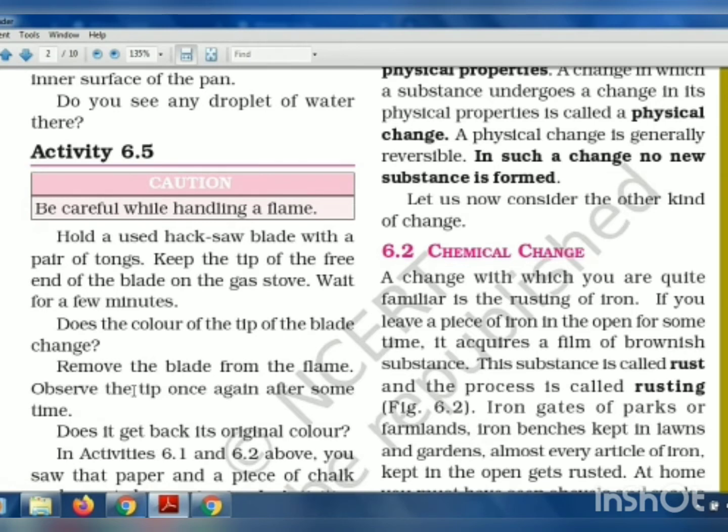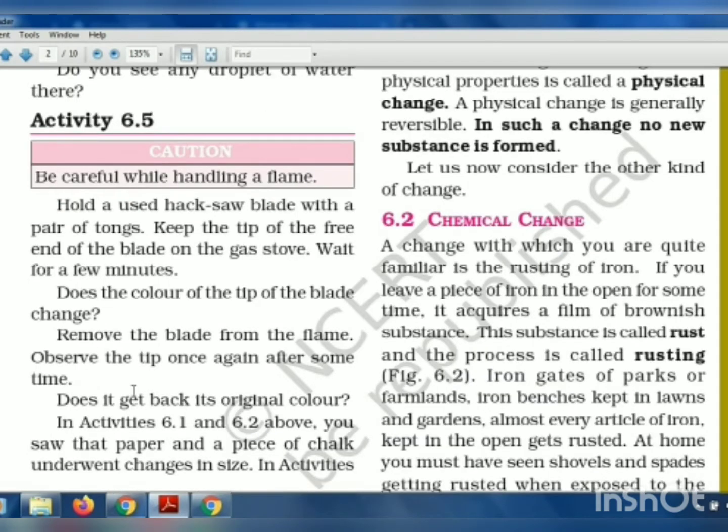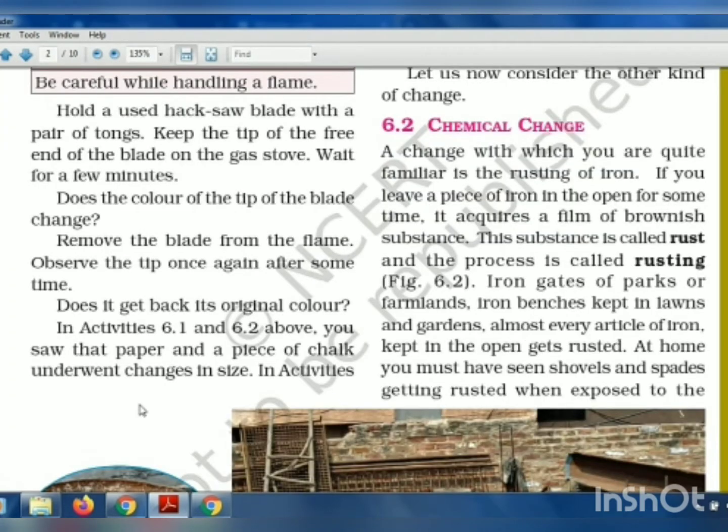Now the next physical change is in activity 6.5. You have to use a hacksaw blade with a pair of tongs. Keep the tip of the free end of the blade on the gas stove and you will see that the color of the tip of the blade changes to red. Then when you remove it from the gas flame, it comes back to its original color. Why does this happen? Because it got heated up, and that's why the metal changed to that color, and then when it cools down, it comes back to its original color.